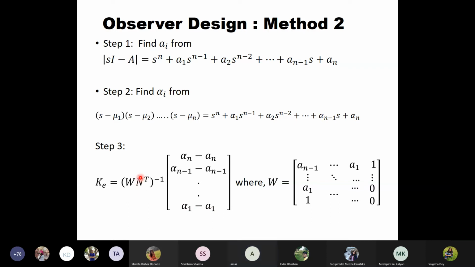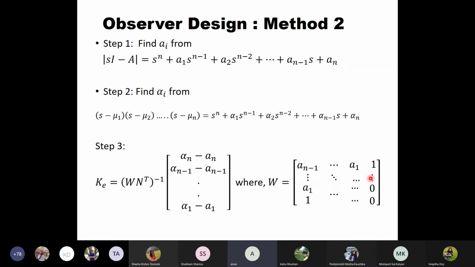N is the observability matrix. So the transpose of this observability matrix is multiplied by the term called W. W we can construct from these Ai's. So W will be: I will write An minus 1, An minus 2, and so on up to A1, then I'll pad it up with 1. Here also I will write An minus 1 to A1, pad it up with 1. So this is the first row and first column. So the next row will be An minus 2, An minus 3, and so on. This way it will go on.